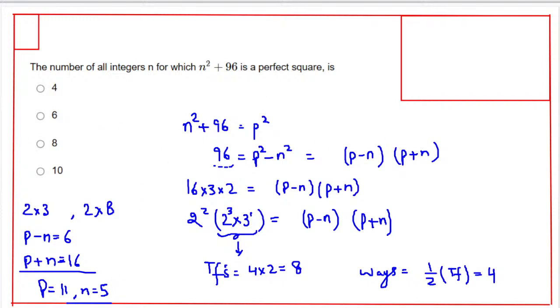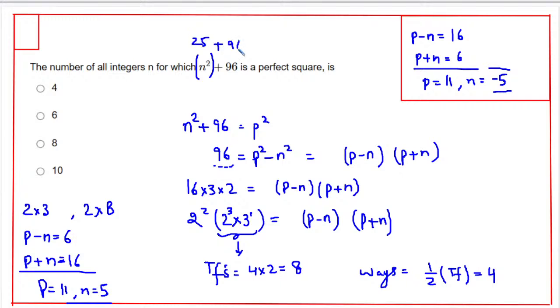But I can also say that if p minus n is 16, then p plus n would be 6. In that case, p will be 11 and n would be minus 5, which is quite possible for us. When you plug n equals minus 5 here, it is 25 plus 96, which is 121. So it's a perfect square. So 4 are there, but double of 4 is 8. Answer is there.